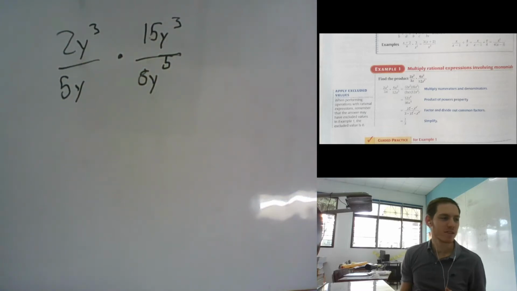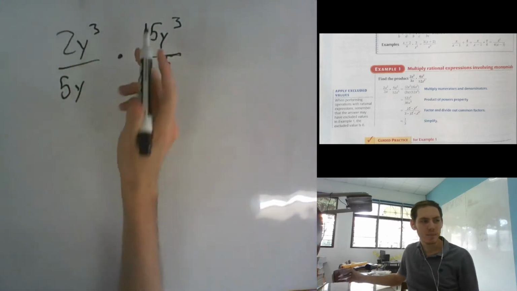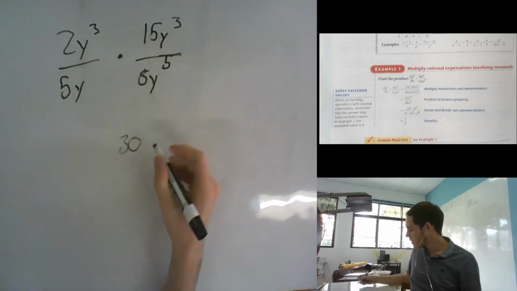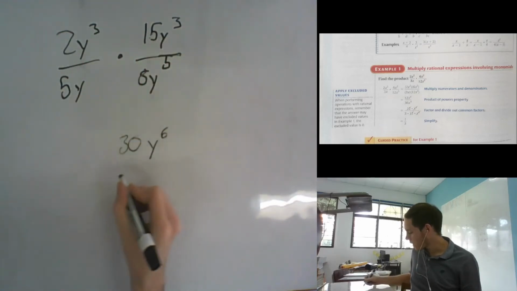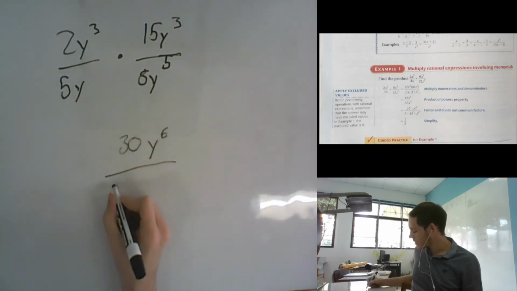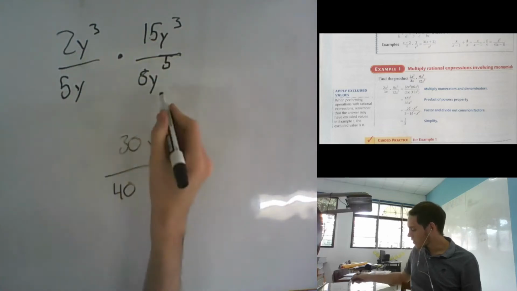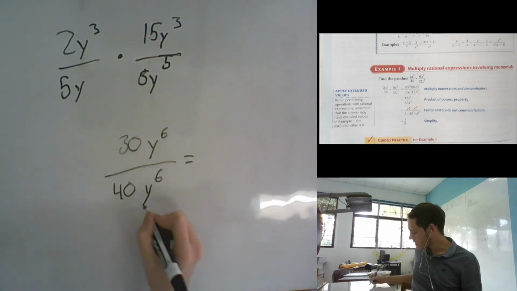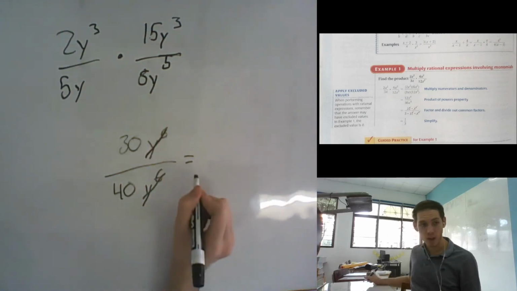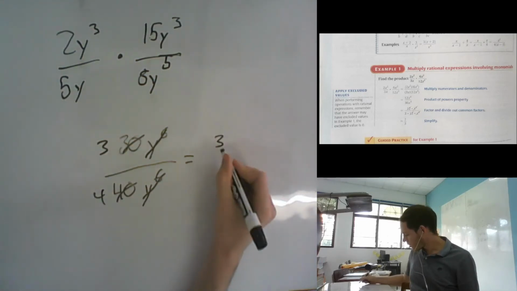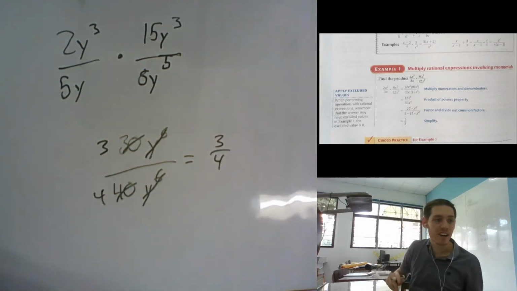No, we're not done for this lesson. This is a practice problem. Okay, so multiply the top. You get 2 times 15, 30. Y cubed times y cubed is y to the 6th power, because you add exponents. 5 times 8 is 40. And y times y to the 5th is y to the 6th. Then we cancel out the powers of y. Cancel out the 3 and the 4. You get 3 over 4. We divide it out.